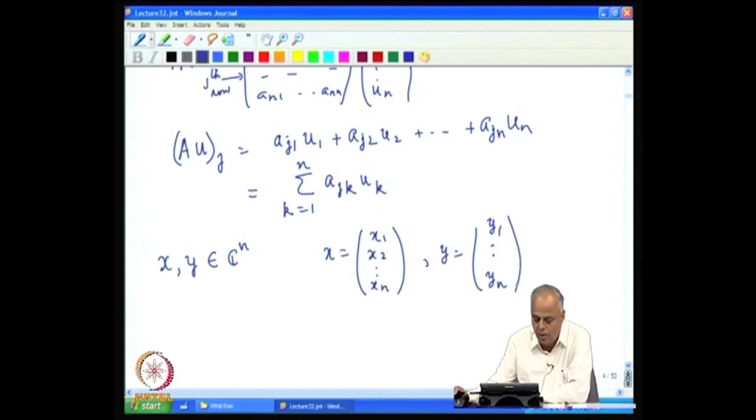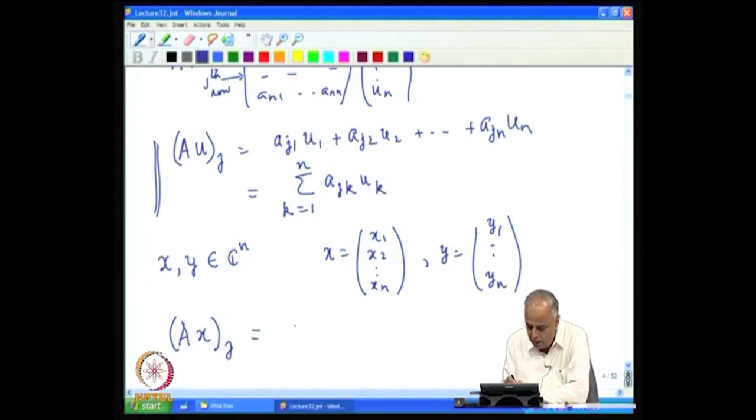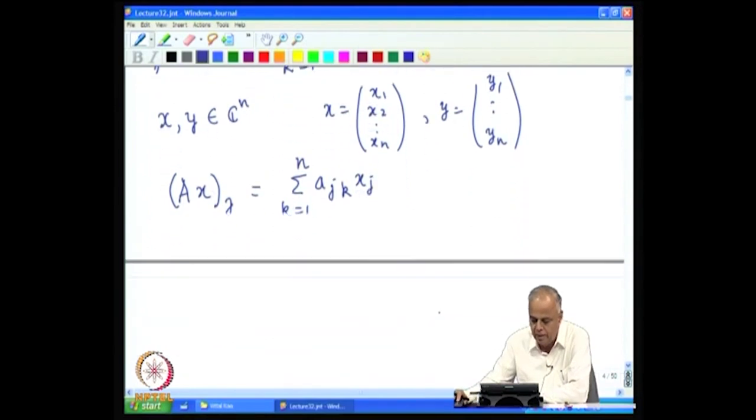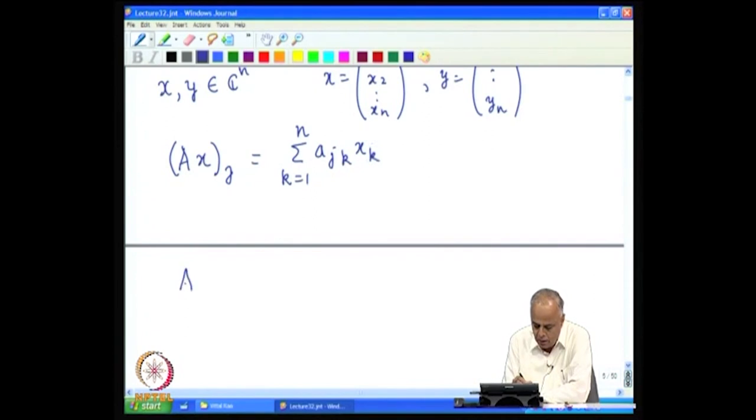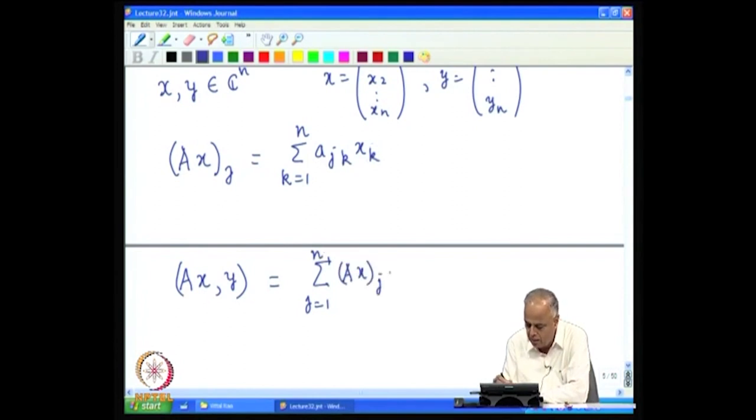Now, applying the above logic, we get that Ax is a matrix and its jth component, by the above calculation in which we replace u by x, is the sum over k equal to 1 to n of A_jk x_k, that is our (Ax)_j. Now, if you look at the inner product of Ax with y, by definition that is the summation over j equal to 1 to n of the jth component of Ax multiplied by the jth component of y with the conjugate, because we are dealing with the complex vector space.